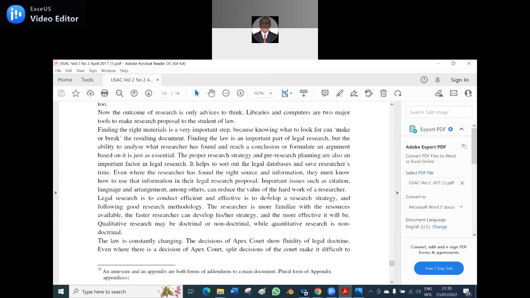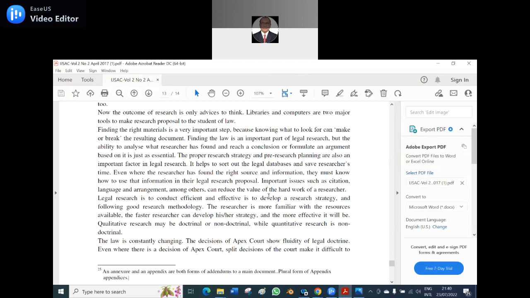The law is constantly changing. The decisions of the apex court show fluidity of the legal doctrine. Sometimes the apex court, for instance the Court of Appeal, can give a judgment contrary to one already given earlier, and they can overrule it. So overruling power is given to the High Courts, the Supreme Court and the Court of Appeal, which is the apex court of the country.